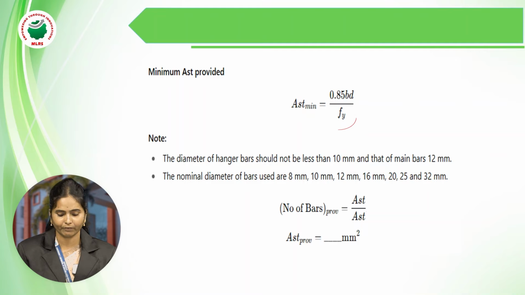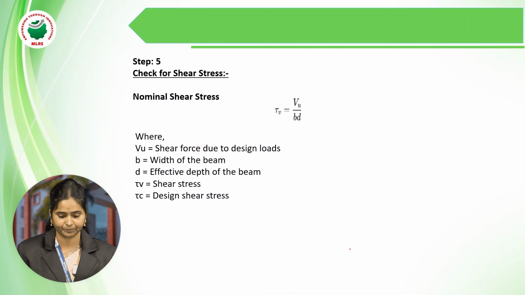So then after we get Ast minimum, we need to find out the number of bars provided. The number of bars provided is equal to capital Ast divided by small ast. We can get Ast provided. The units are mm square.